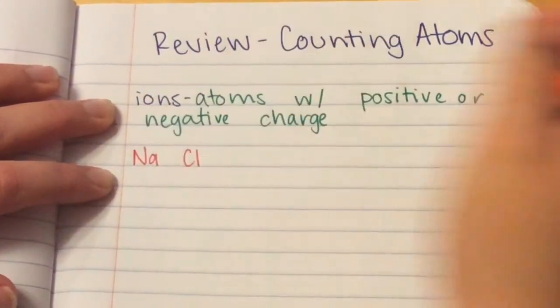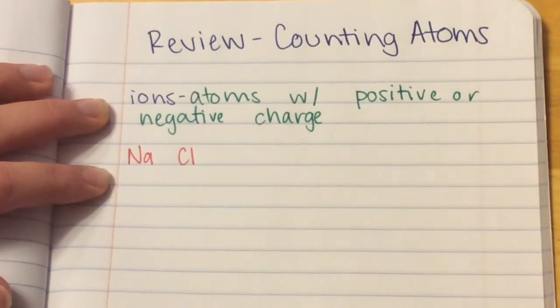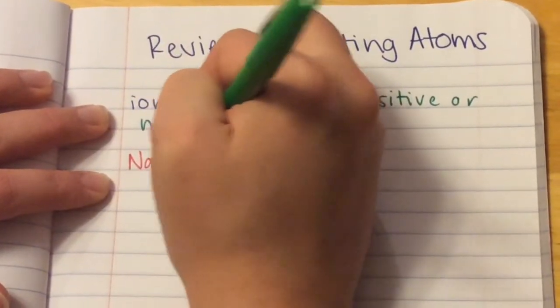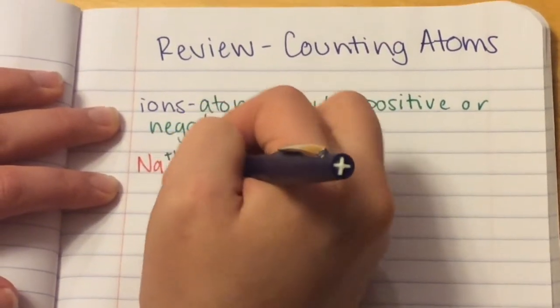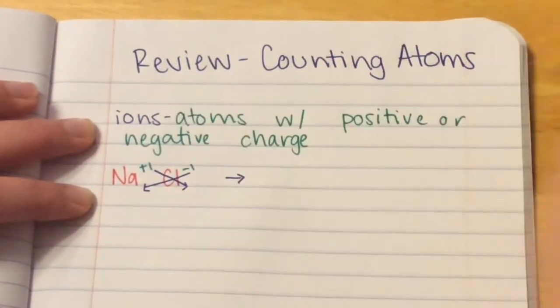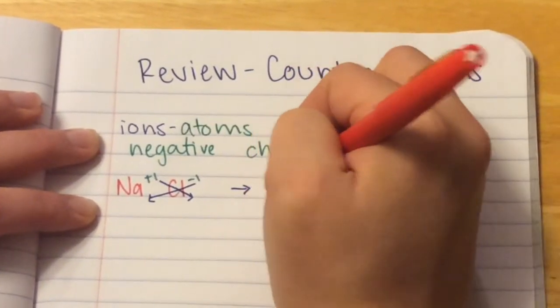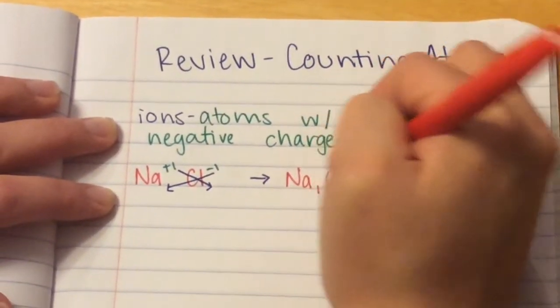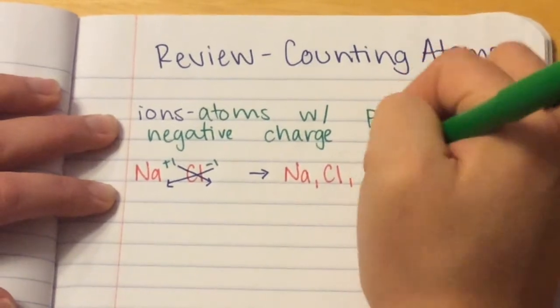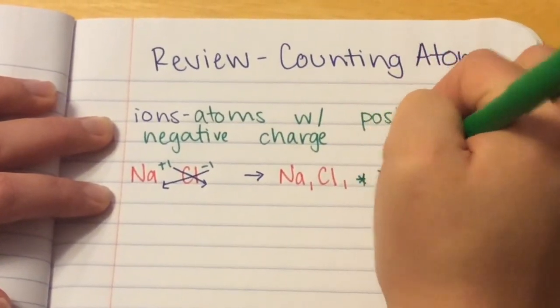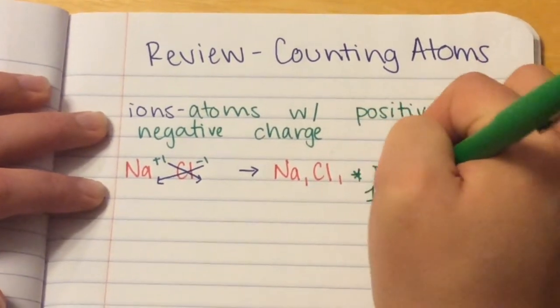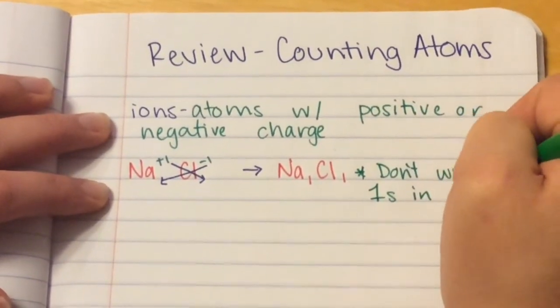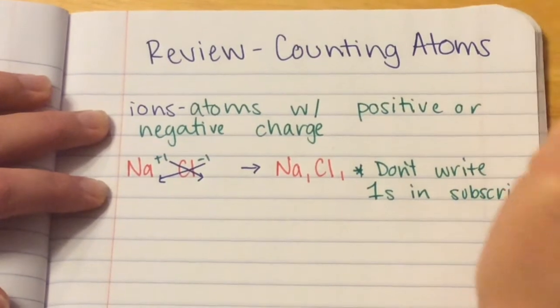So for example, if we have Na and Cl, we look at the periodic table. Na is in column 1, that means it has a +1 charge. Cl is in our second to last column, that means it has a -1. When we bring the subscripts down, we crisscross them, we get Na1, Cl1. Now, we do not write 1s in our subscripts, which means the thing we're going to end up with here is NaCl.